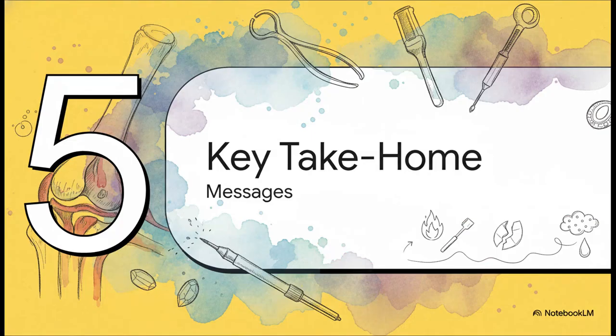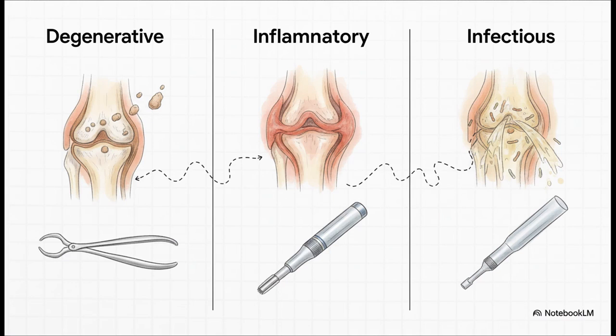So let's pull all of this together. What are the big take-home messages? How should we really think about the role of therapeutic arthroscopy in our day-to-day practice? The most important thing to remember is that arthroscopy is not a one-size-fits-all solution. Its real power is in its adaptability. For osteoarthritis, it offers a mechanical solution for a mechanical problem. For rheumatoid arthritis, it's a biological solution for a biological problem. And for septic arthritis, it's an urgent, aggressive intervention for an acute infection. You have to match the procedure to the underlying pathophysiology.